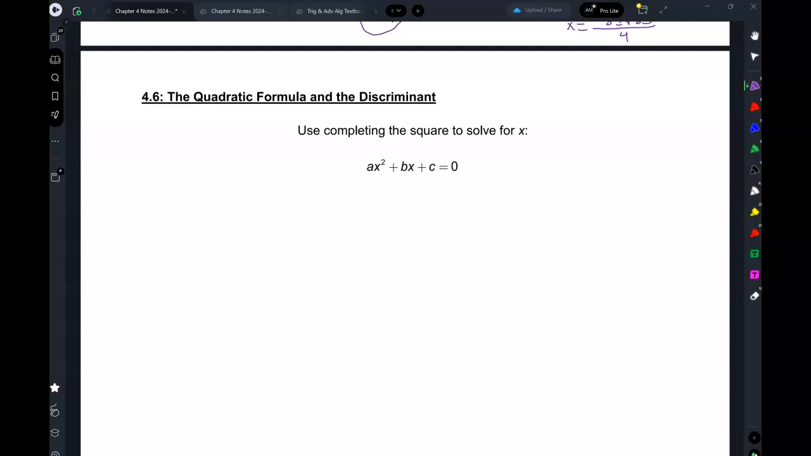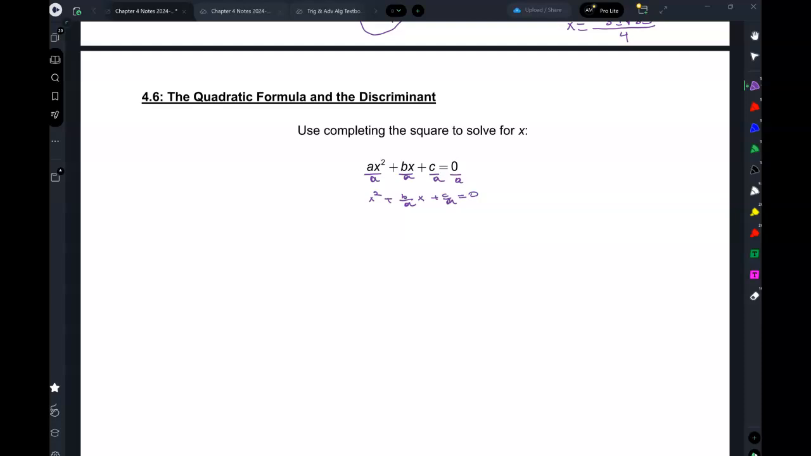All right. Okay, so we're going to do completing the square for this. First, we have to divide everything by a. So we get x squared, don't write too big because we need a lot of space, plus b over a x plus c over a is equal to 0.